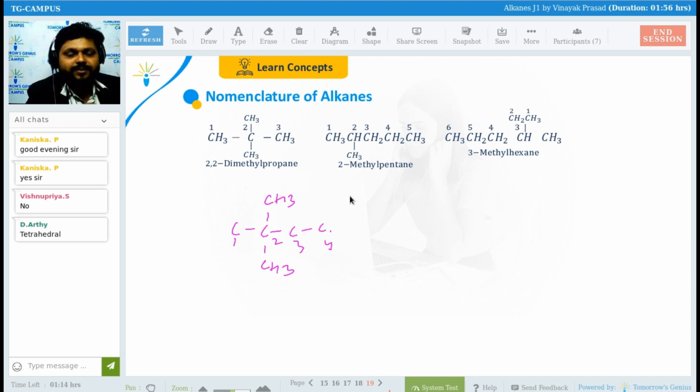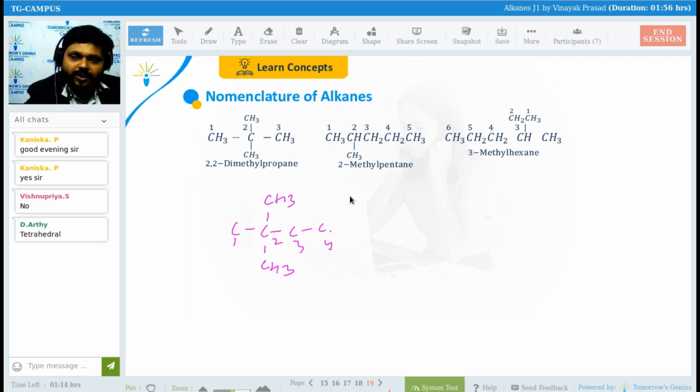You have to start your counting from where the maximum number of substituents are there. See here, with one carbon only, two substituents are there, right? But there can be a case where there is one substituent from the left and two substituents from the right. Then what will you do at that time? I have told you one more thing, that from where there are the maximum branches, from there you have to start your counting. Yes or no, guys? Am I able to make you understand or not?